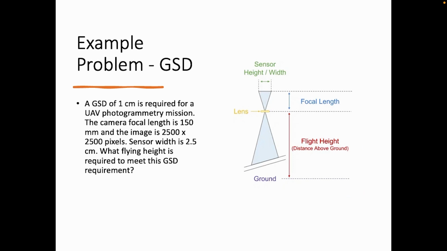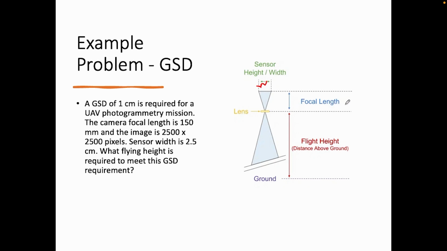Here's another example problem. Let's talk about ground sample distance, GSD. We need a GSD of 1 centimeter required for our mission, and the camera focal length is 150 millimeters. The image is 2500 by 2500 pixels. Sensor width is 2.5 centimeters. So that's our little w that we've been working with.